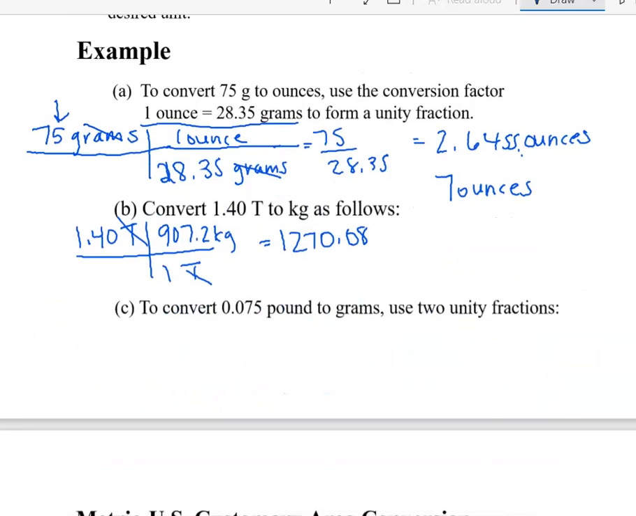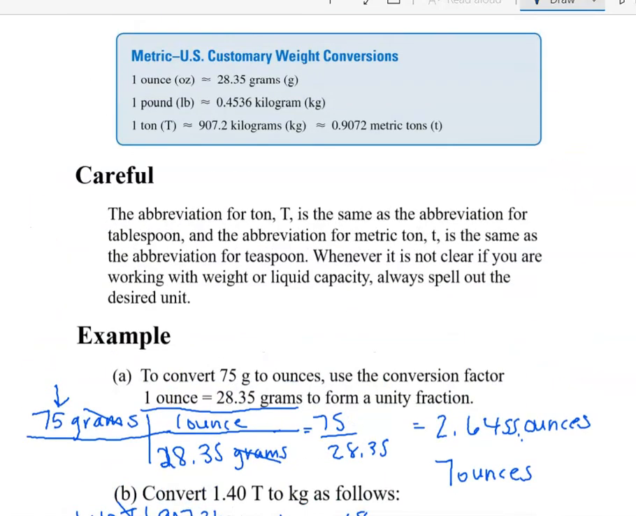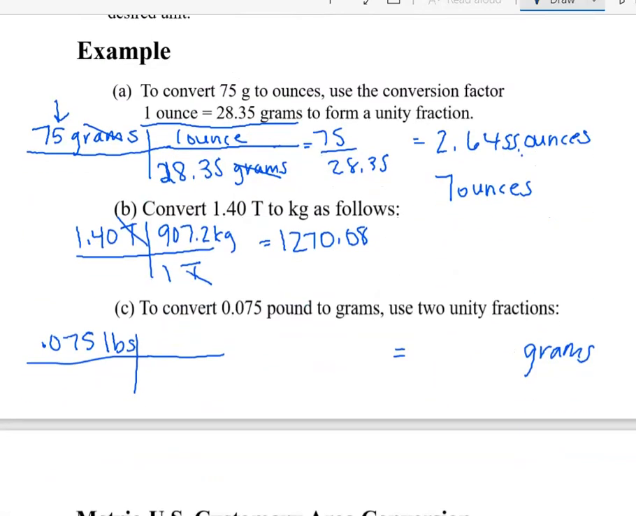To convert 0.075 pounds to grams, we want our answer to be in grams. Okay, let's see what we can find about pounds and grams. 1 pound is 0.4536 kilograms.